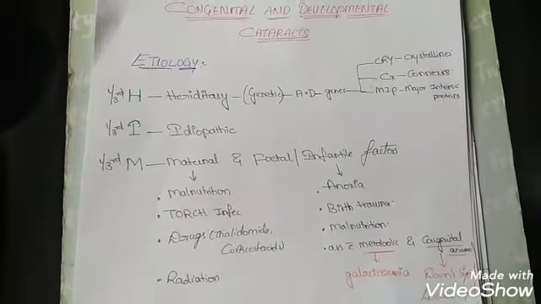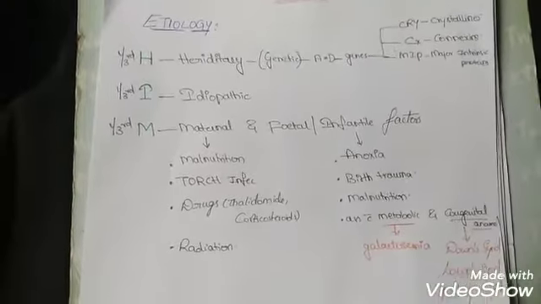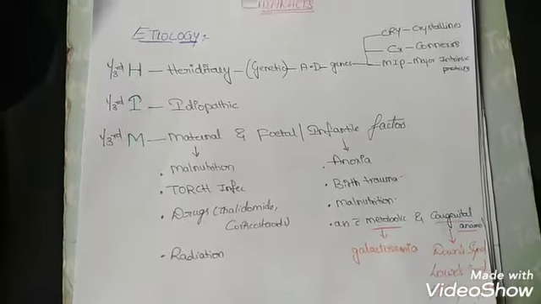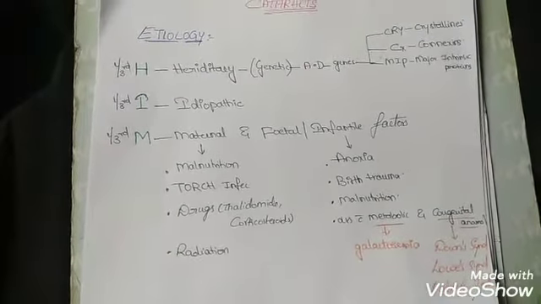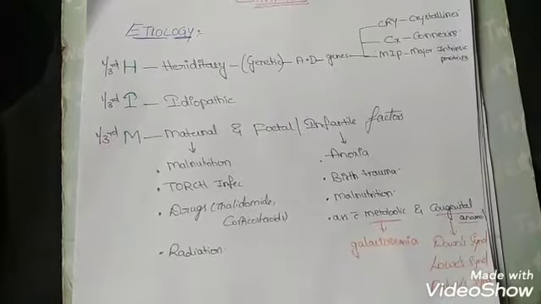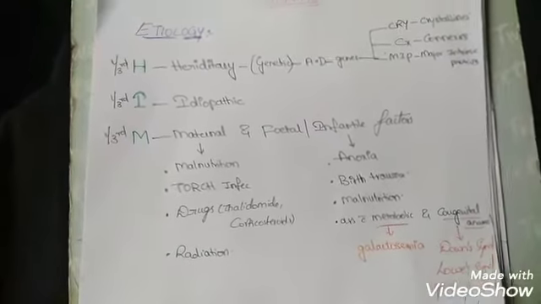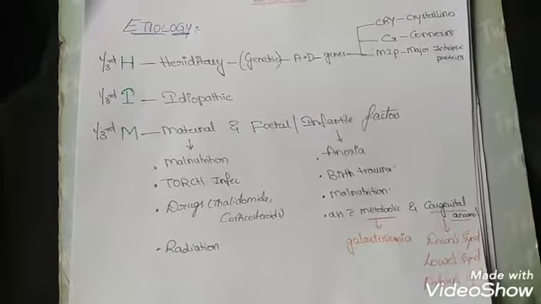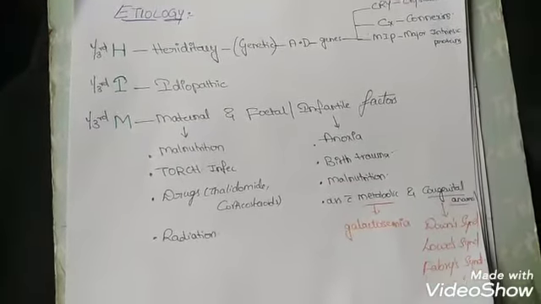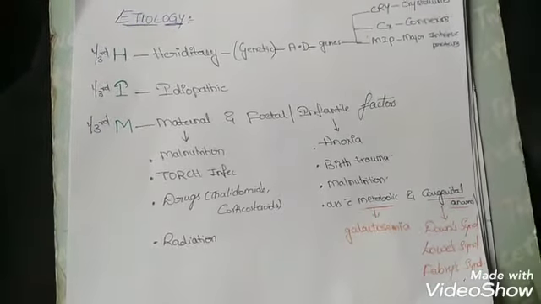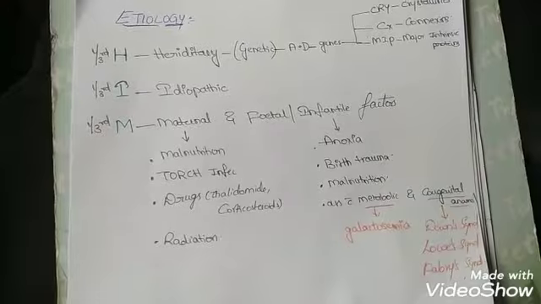M is maternal and the fetal factors. Maternal factors would be malnutrition, TORCH infections, that is toxoplasmosis, rubella, cytomegalovirus infections and herpes infections. Drug usage during the pregnancy, that is thalidomide and corticosteroids. Any radiation exposure during the pregnancy may lead to the congenital cataract.